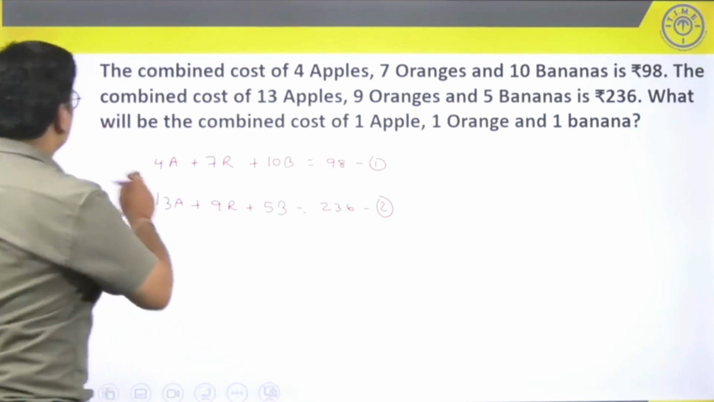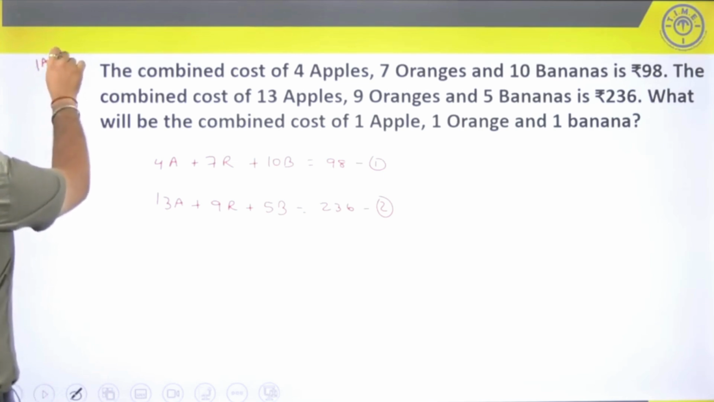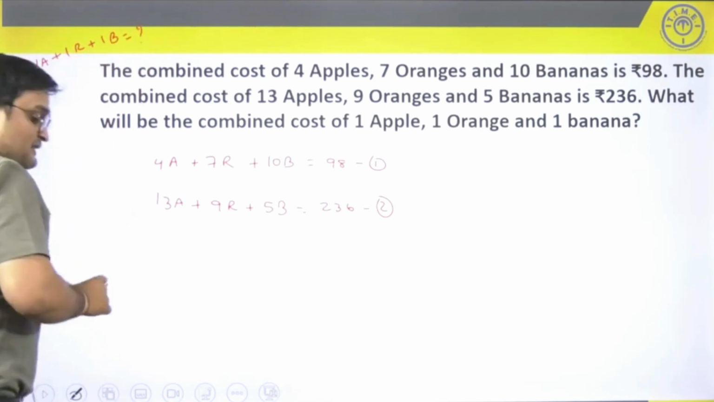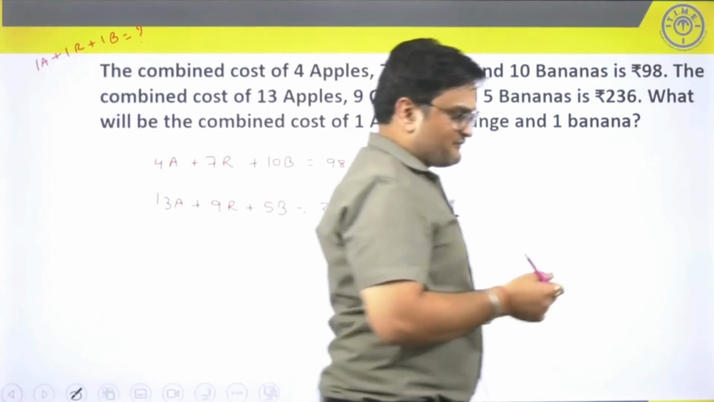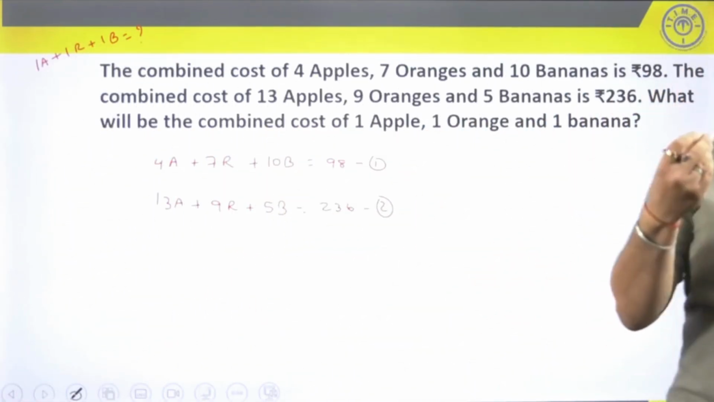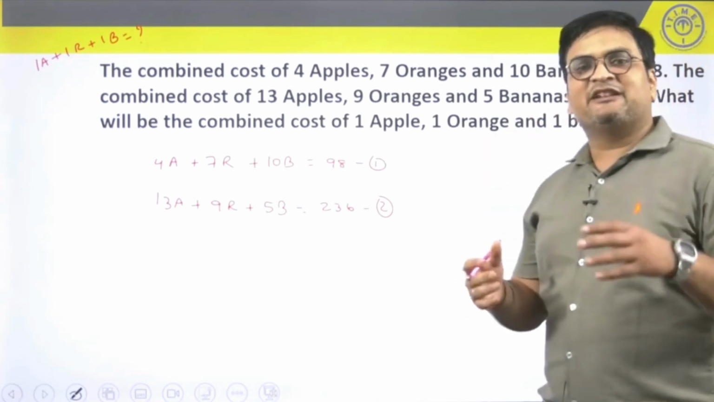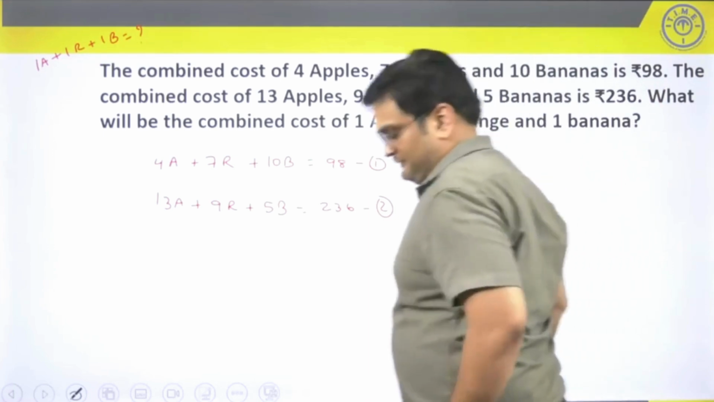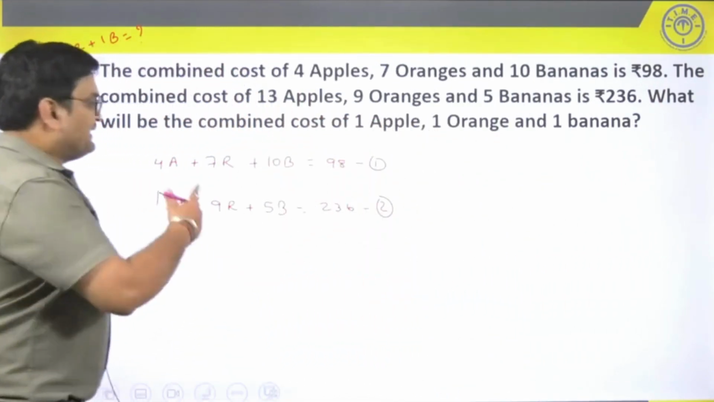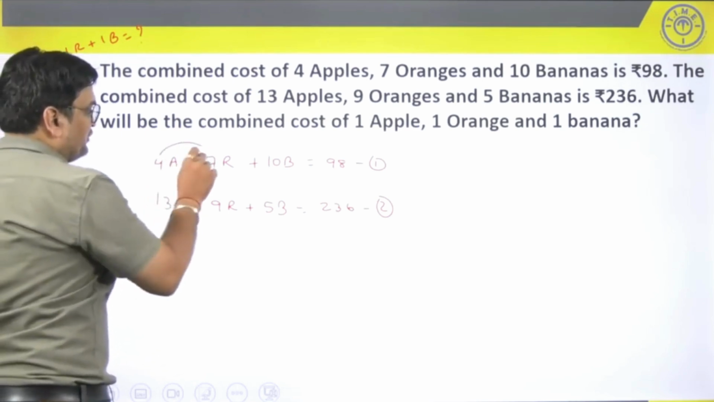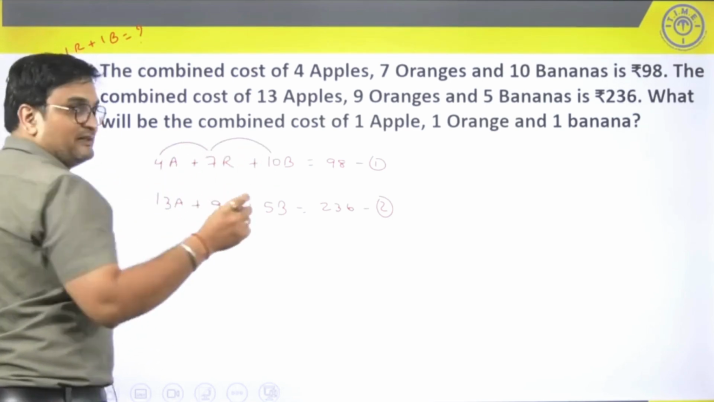So again, what do we want? We want 1A, 1R and 1B. This question is very similar to our previous question, wherein we had to find 1x plus 1y. This time the only difference is we have 3 variables. Now observe, here also we will try to notice the difference in the coefficients. What is the difference? 4 to 7 is plus 3, 7 to 10 is plus 3.